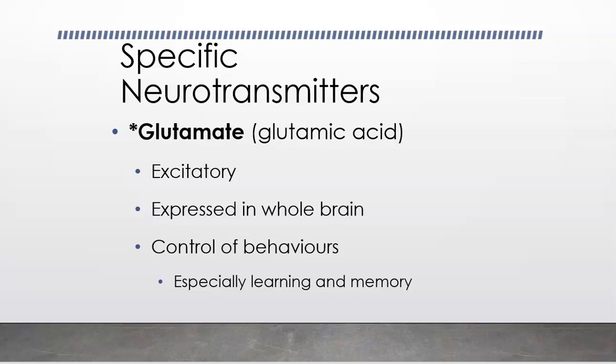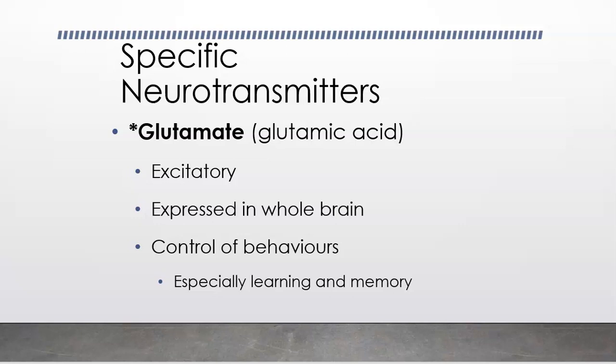Now, glutamate is expressed in the whole brain. So again, it's one of the big two neurotransmitters. It's expressed in almost every single part of the nervous system, especially in the brain. And it's thought to help in the control of behaviors, especially learning and memory. You're going to see it when we talk about these areas later in the term. We're going to talk about glutamate and its role in learning and memory especially.